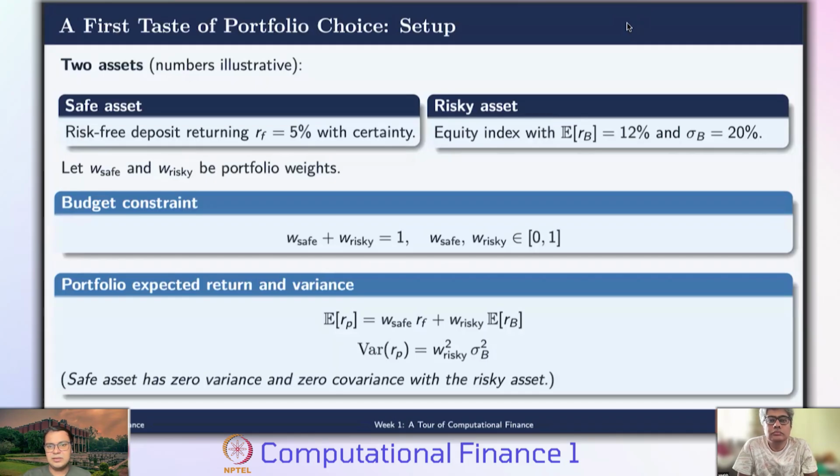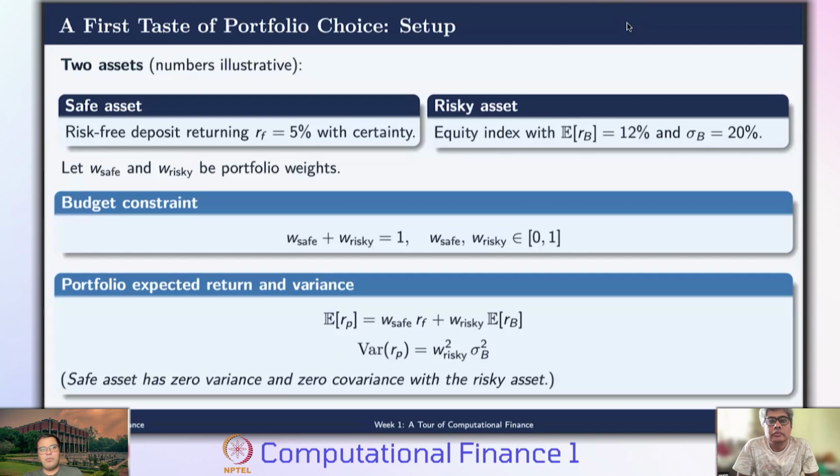And then you have a risky asset. Let's say this is an equity index. And why is it risky? Because its return is stochastic. So we don't know exactly what's going to be the return from holding this asset. But based on maybe some past data or some modeling, we have a rough idea. Let's say that this is going to give us expected return, so when we say E, we mean expected return of 12%, and standard deviation of return, which is 20%. So sigma stands for standard deviation. So this is asset B, the risky asset. So that's going to give us a 20% standard deviation.